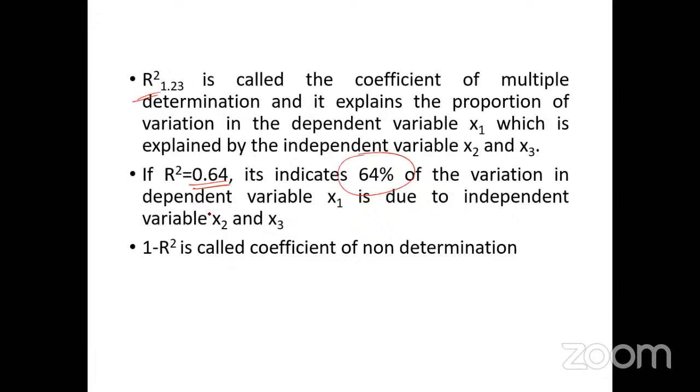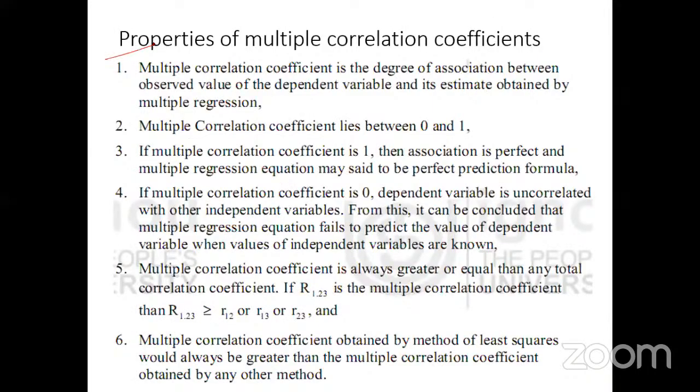It is because of your independent factor, and the remaining percentage is because of other factors. When you take the difference, 1 minus r square, it is called the coefficient of non-determination. The range of the multiple correlation coefficient is 0 to 1. Those are the properties we need to consider while studying the multiple correlation coefficient. The range always lies between 0 and 1.